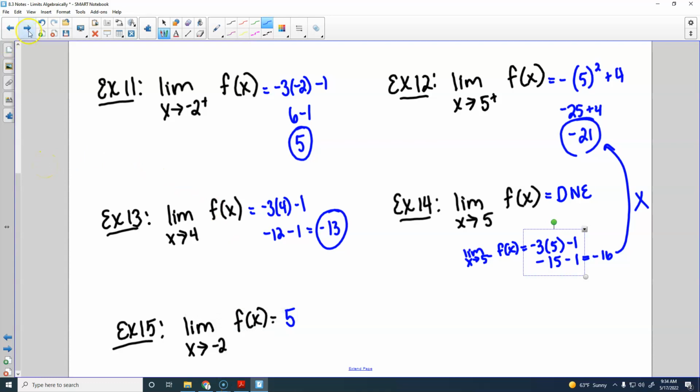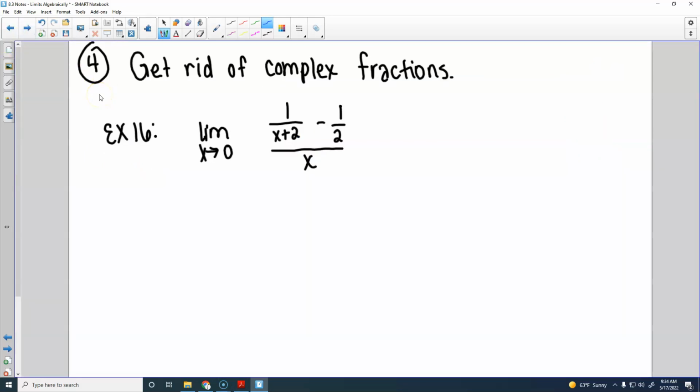Okay, I've got one more for you. Everybody's favorite, complex fractions. Who doesn't love a good fraction inside of a fraction?